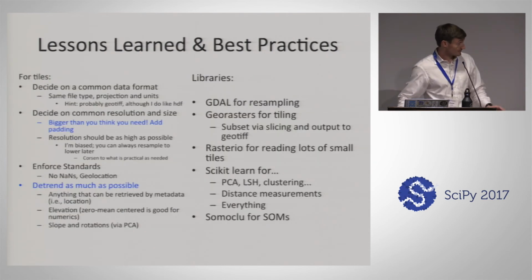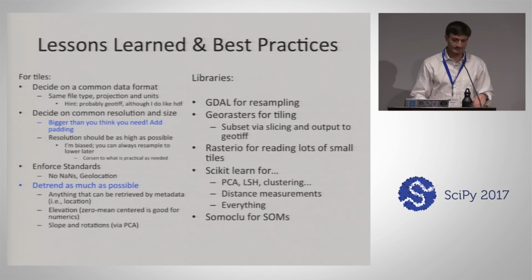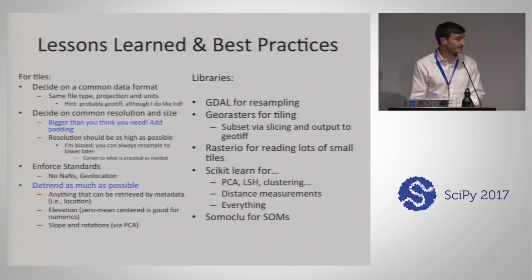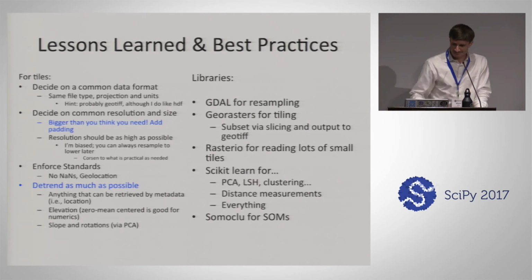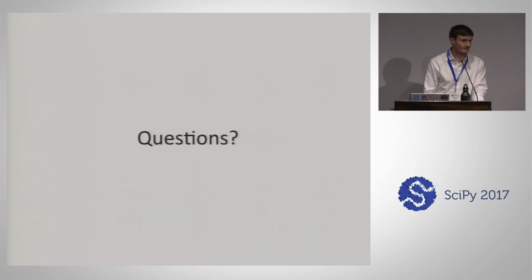Just a super quick review, I'm just going to talk about the blue items here. Make sure that you make your tiles bigger than you think that you need them to be, because you will inevitably end up cropping them a little bit, and then detrend as much as possible. The more that you can normalize, the better results you'll get out of your machine learning outputs. So with that, any questions?